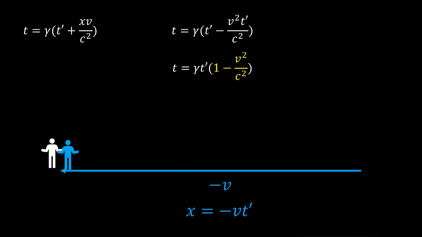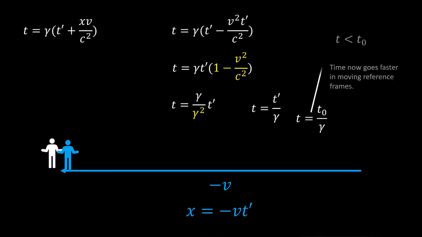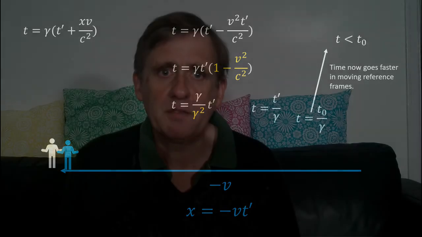But the expression in yellow is just 1 over gamma squared. So we now have t equals gamma over gamma squared times t prime, or t equals t prime over gamma. Or in our original notation, t equals t naught over gamma. So now less time elapses in Jack's reference frame than Jill's. So from Jack's perspective, as Jill's spaceship heads back to Earth, Jack sees Jill's clock now running faster than his own clock. Likewise, by the principle of reciprocity, Jill will also see Jack's clock as running faster.